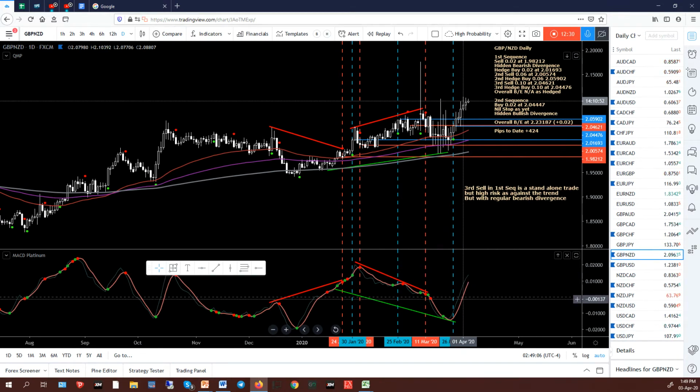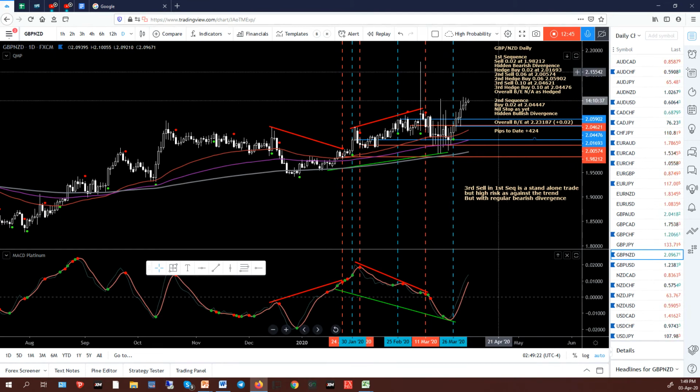But the MACD Platinum is through the zero level, so I'm watching it closely. If I see price starting to turn or change, I'll look to close out half of this second sequence and put my stop, say, at point of entry or something, just so I lock in a little bit of profit, then look for another sell trade to clear this sequence up here.